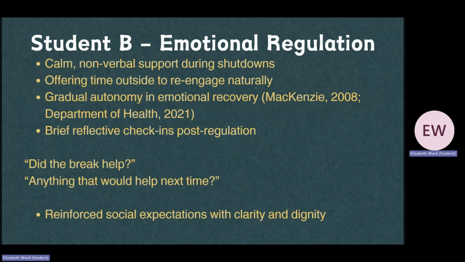Reflective conversations post-regulation were brief but important. Questions like, did the break help? help build emotional vocabulary and foster emotional agency, a critical goal for autistic learners. So, did the break help? And also, did you think that was kind? Do you think you would be upset if someone did that to you? So I'm getting him to a place where he can effectively work in the workshop with others.